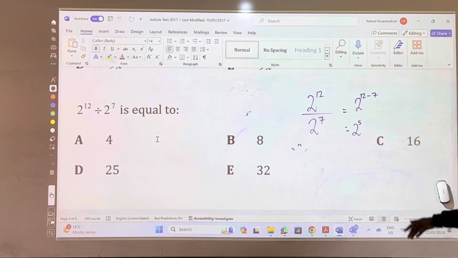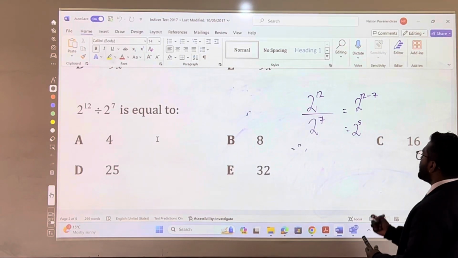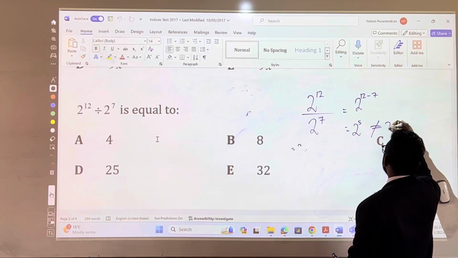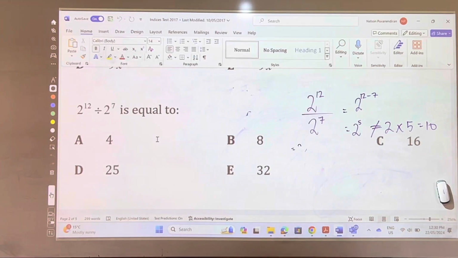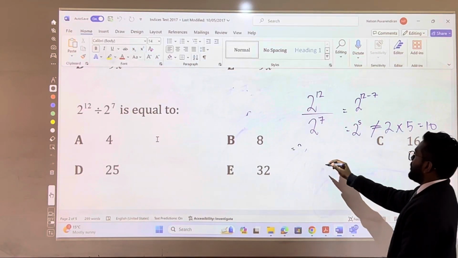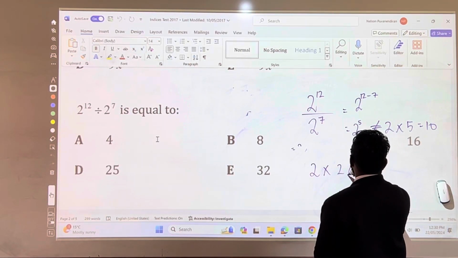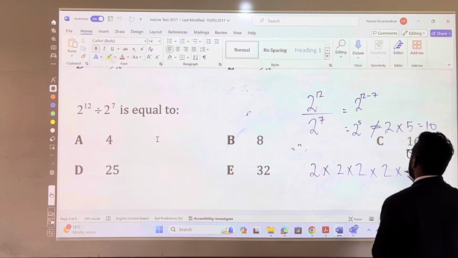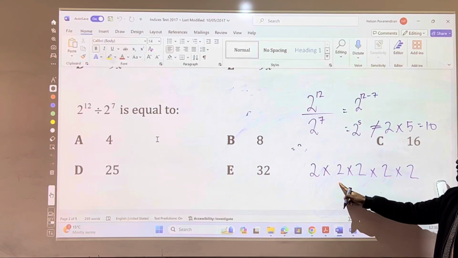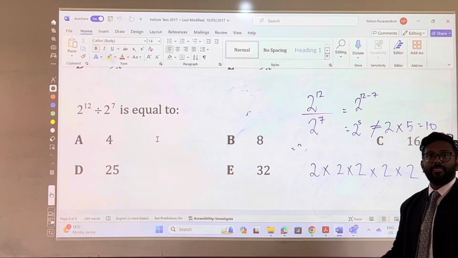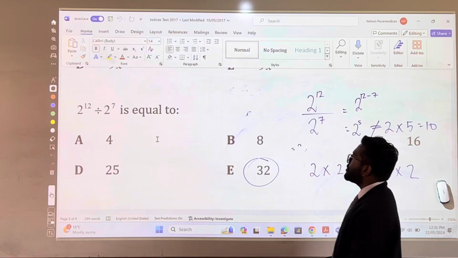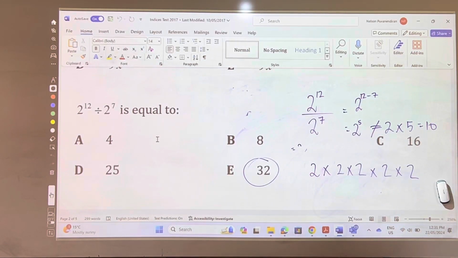Now, I don't have 2 to the power of 5 as an option. What does 2 to the power of 5 mean? It does not mean 2 times 5, which is 10. No, so that is not your answer. 2 to the power of 5 means 2 times 2 times 2 times 2 times 2. What's that? 2 times 2 is 4. 4 times 2 is 8. 8 times 2 is 16. 16 times 2 is 32. So your multiplication should be really, really good.